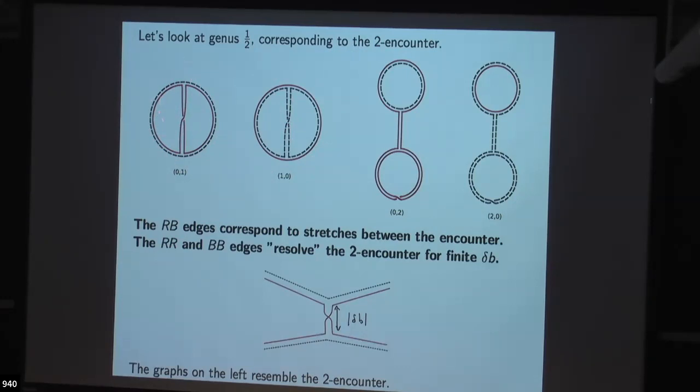So here I've drawn this region of the graph in a little bit of a different way. There's the black, there's a stretch, there's a stretch, there's a stretch, there's a stretch, and there's this red region. If we shrink this red edge, it resembles the encounter picture. But in these graphs, what we're able to do is resolve the encounters for finite differences of lengths. So if differences of lengths are large, we can have a large region within the encounter. So these, when we do this shrinking, these resemble the 2 encounter. But there's these other graphs as well.